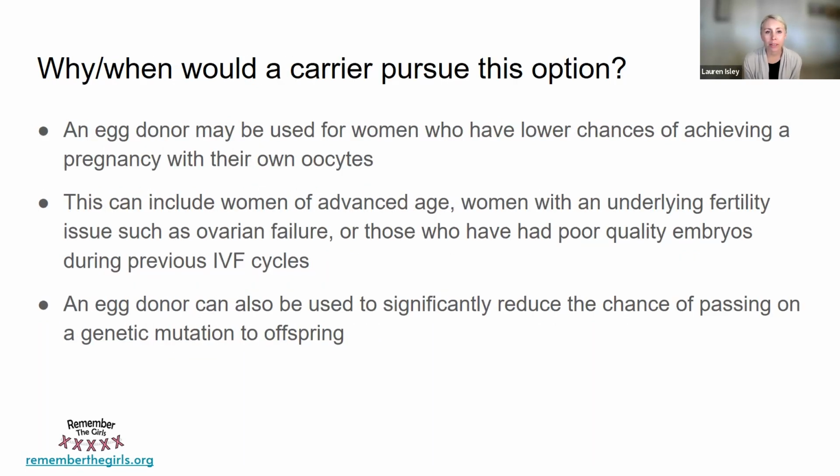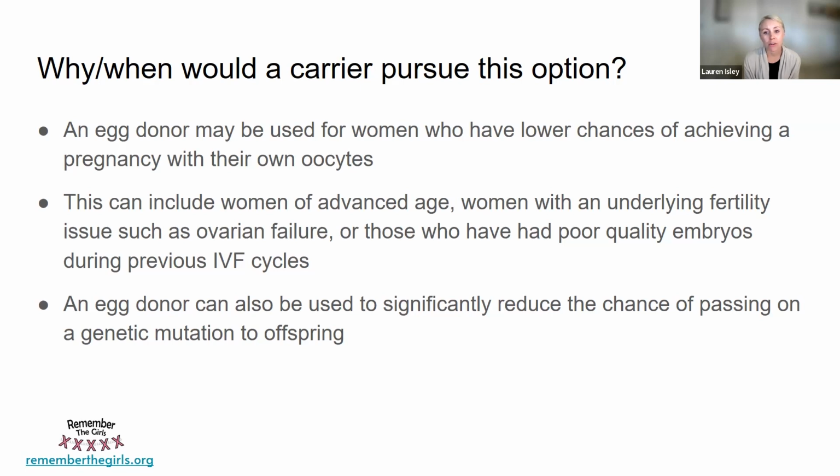So why and when would a carrier for an X-linked condition pursue this option? An egg donor may be used where a woman has, in general, a lower chance of achieving a pregnancy using her own eggs. This could be for a number of reasons. This could include women of advanced age. There's no really set number associated with this. Sometimes we think of women over 38 or over 40 or even older, but there's no specific number tied to that. It's just based on the woman's individual biology.